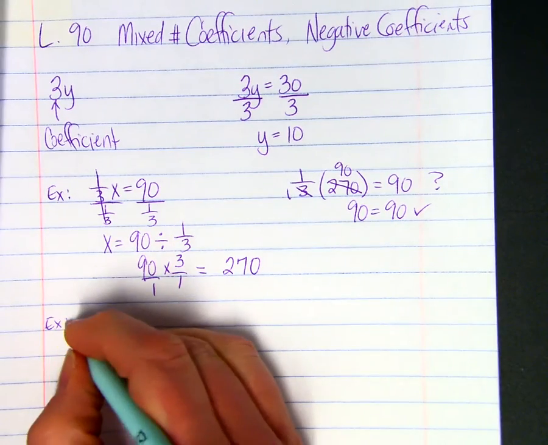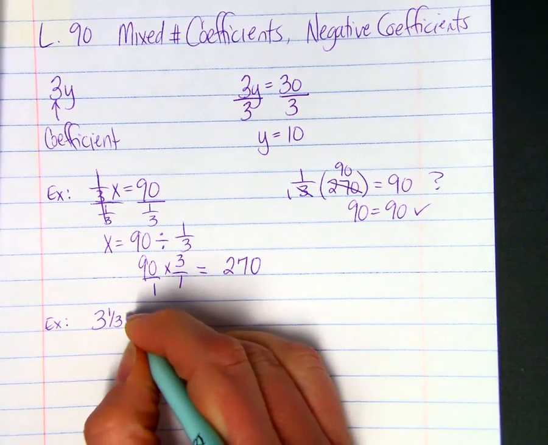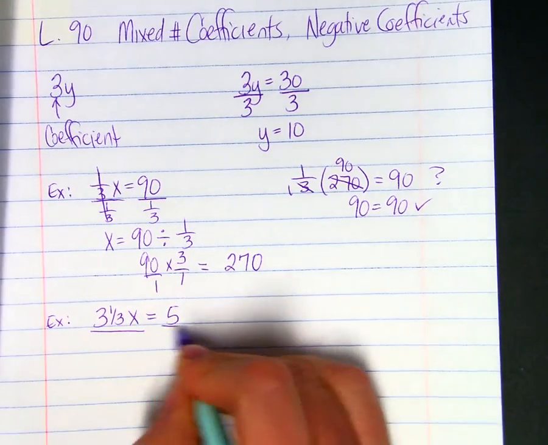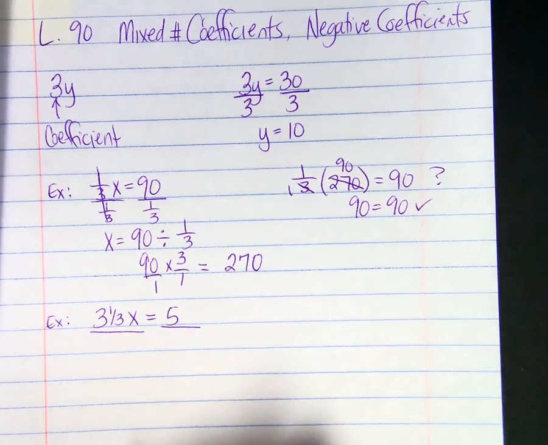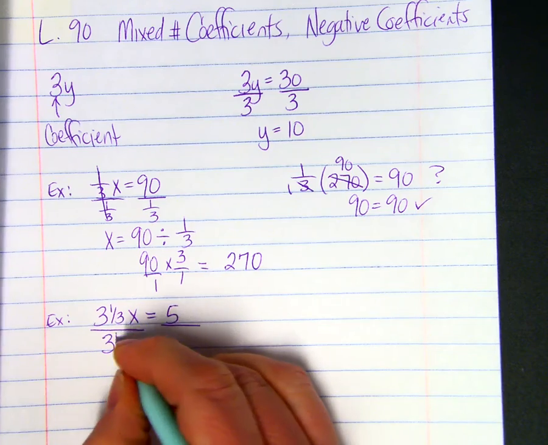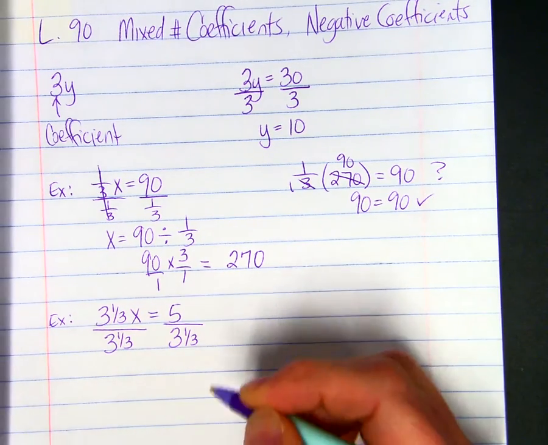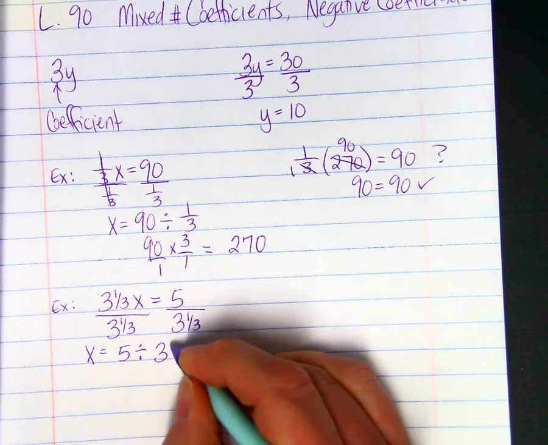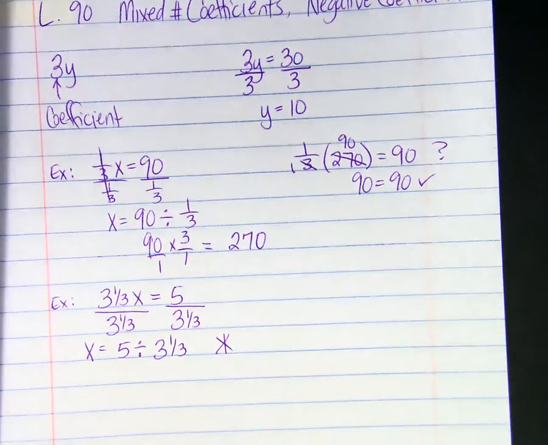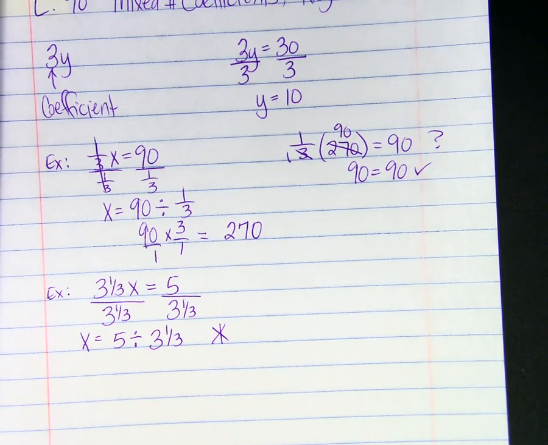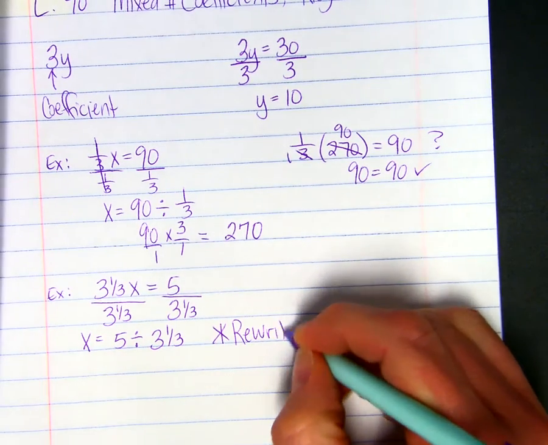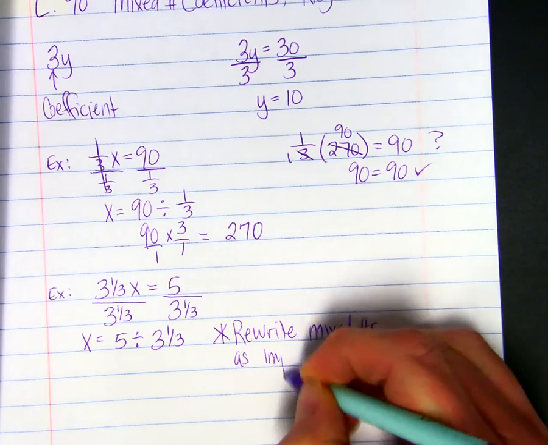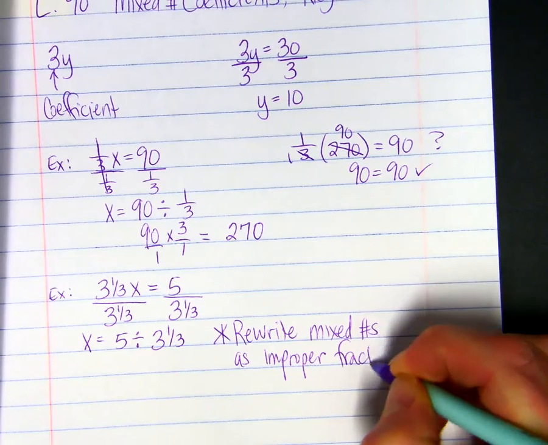Here's another example, and this one is going to have a mixed number. 3 1/3 x equals 5. So we draw a line under each side, a division bar, and we're going to divide by the coefficient, 3 1/3. So then x equals 5 divided by 3 1/3. So the starred part of this lesson is you want to rewrite mixed numbers as improper fractions.